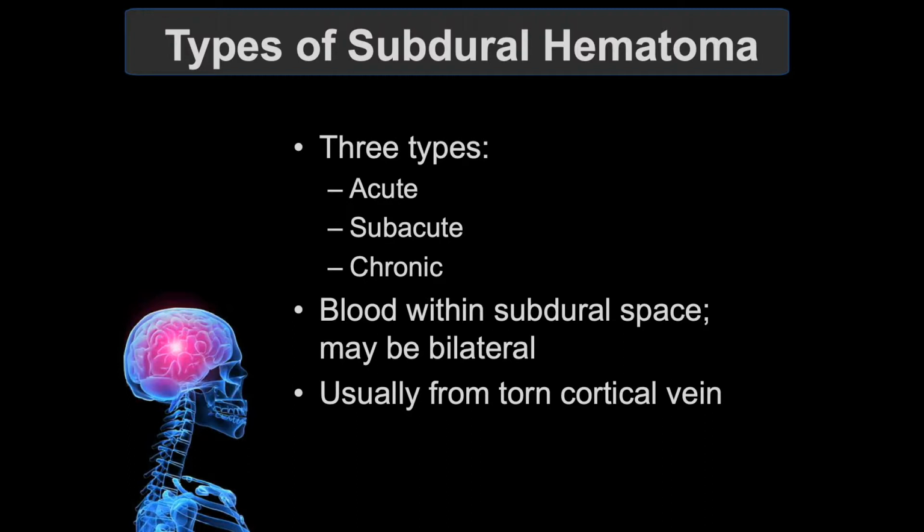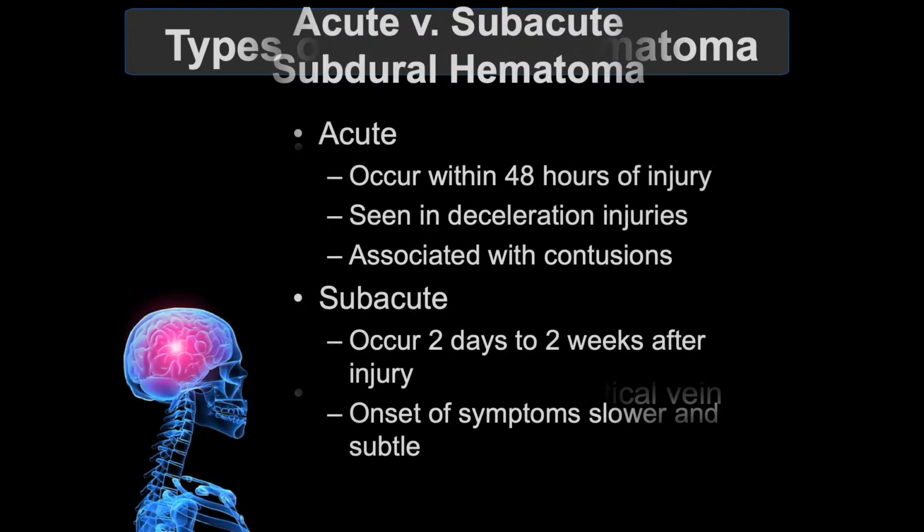cortical vein. An acute subdural hematoma occurs within 48 hours of the injury, is seen mostly in deceleration injuries, and is associated with contusions. There is a higher risk of death because of injury to the brain tissue and the mass effect caused by an expanding hematoma. Therefore, surgical intervention occurring within 4 hours of injury improves mortality.